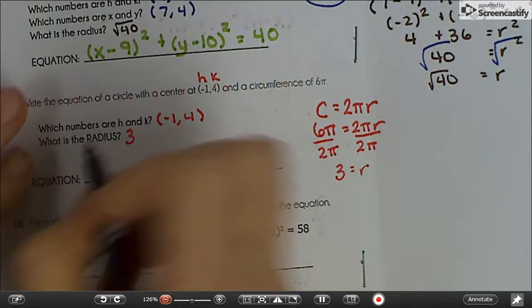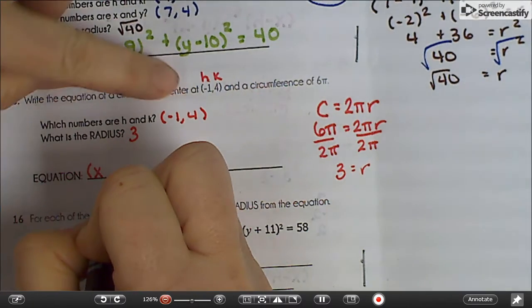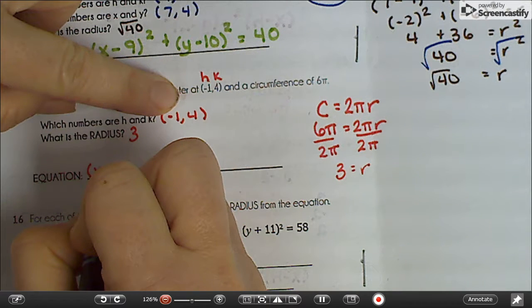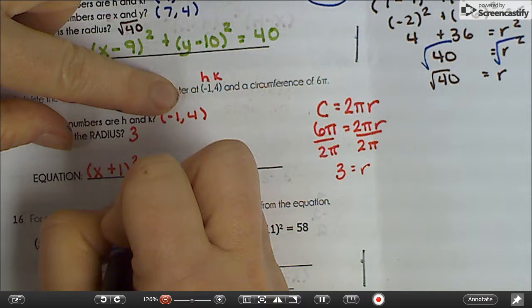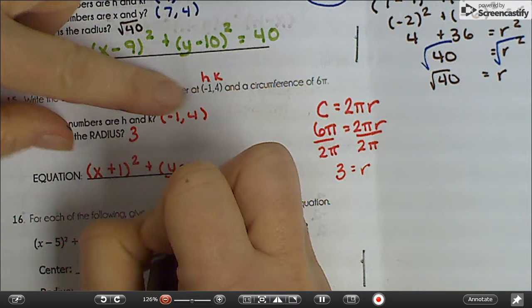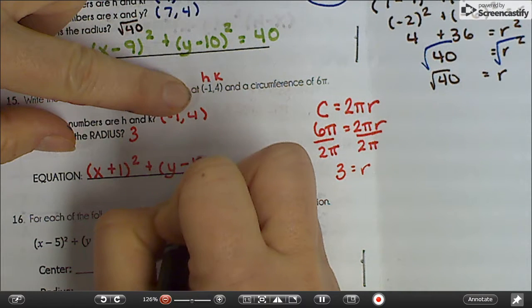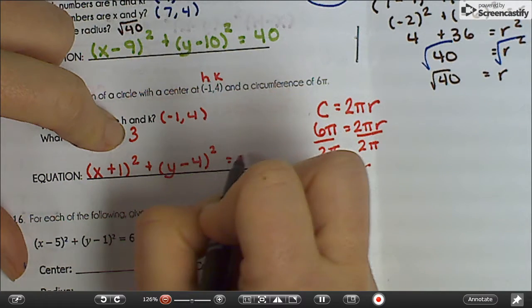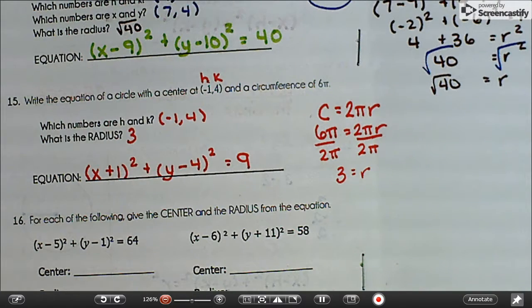So the equation would be (x - h), which is -1, so (x + 1)², plus (y - k)² equals the radius 3 squared, 9. There's the equation.